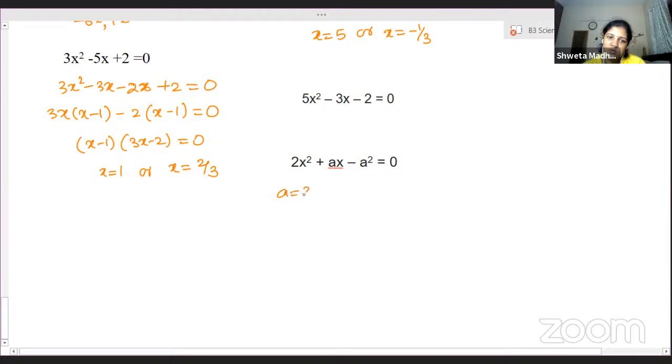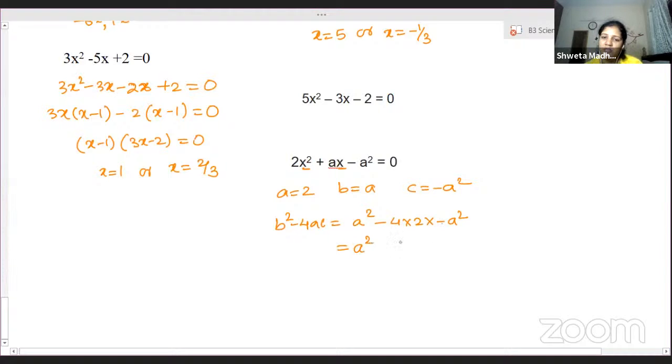So a is equal to 2, b is equal to a, and c is equal to minus a square. So first find out b square minus 4ac. b square is a square minus 4 into 2 into minus a square. Now remember, some students have the habit of taking x also. So they will write x and all those, and because of x you can't simplify easily. So you are not supposed to take x values. You are only supposed to take the coefficients of x.